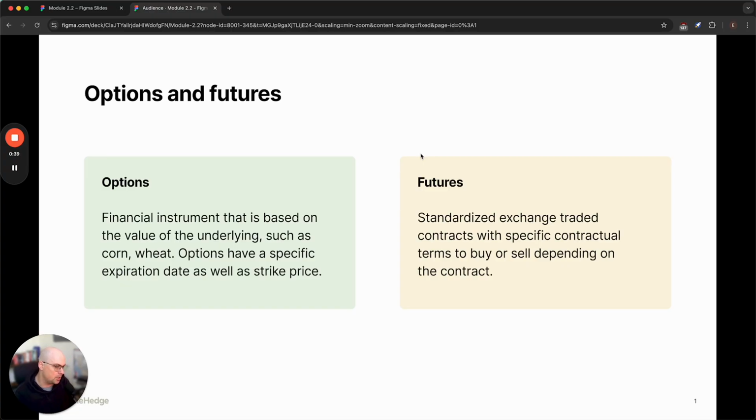Options are financial instruments that are based on the value of the underlying. The underlying in this case for commodity options are these futures. So the option price is actually based on the futures contracts. These options have specific expiration dates, including strike prices and a premium to purchase them. We'll dive a bit more into options later. What I do want to mention, though, is that options do derive their value from something else. And in this case of commodity options, they're deriving their value from the underlying, the underlying in this case being a futures contract.